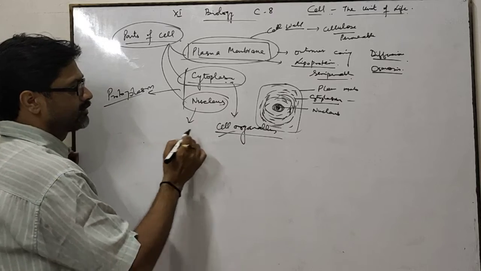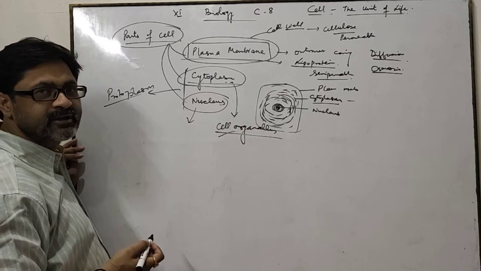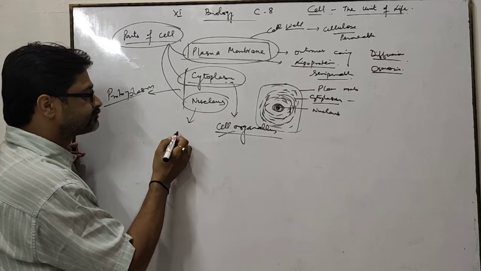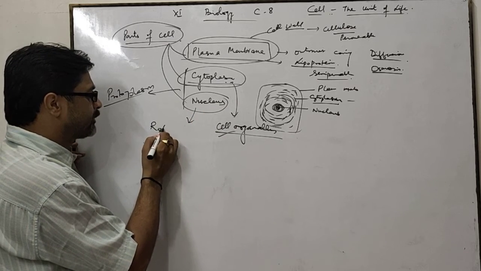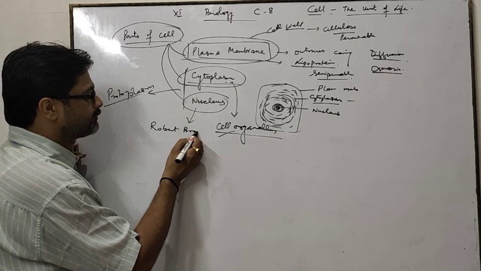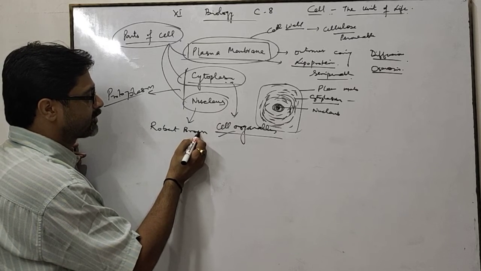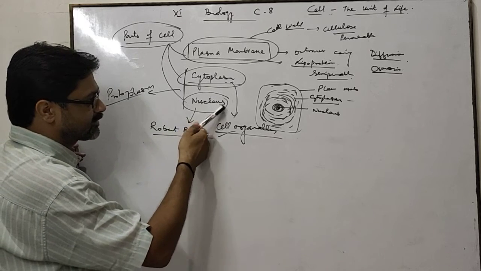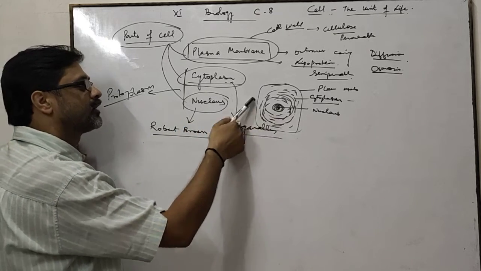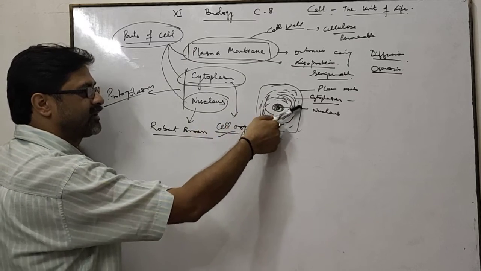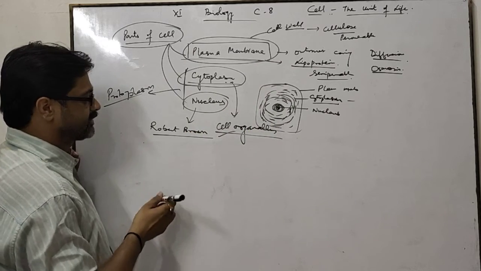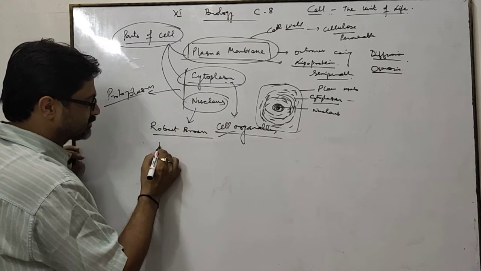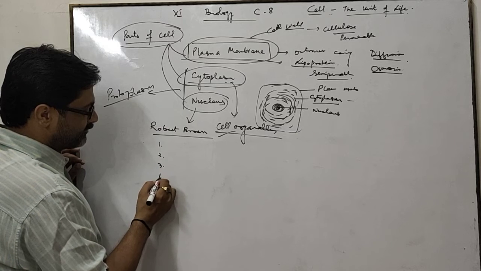What is nucleus? Nucleus is the central part of cell which controls the activity of cell. Nucleus is discovered by Robert Brown. Robert Brown discovered nucleus, and nucleus is the central part of cell. It also controls the various activities that take place within the cell. Nucleus is made up of following four parts.